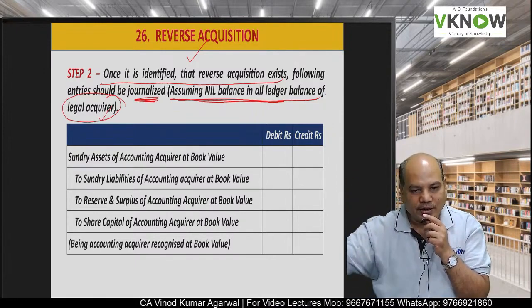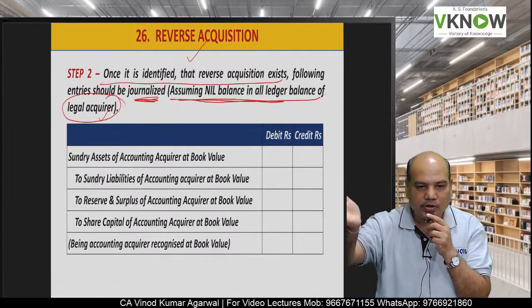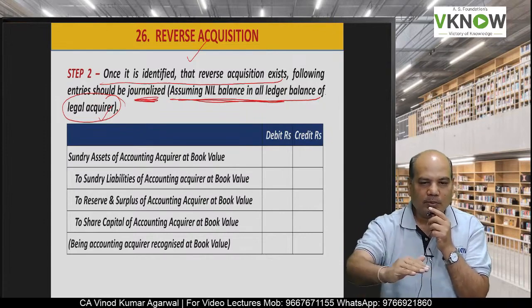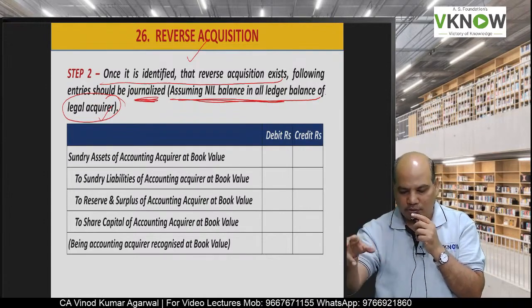How do you make the balance 0? Assets will be credited at book value, liabilities will be debited, reserve will be debited, share capital will be debited at book value. So make the balance 0.